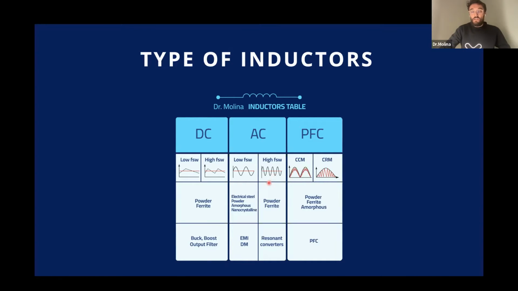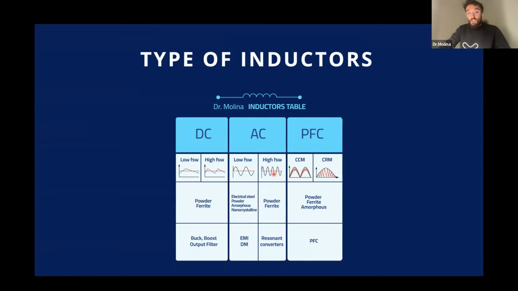Second, we have the inductors that are suffering AC currents. Again, we have low frequency and high frequency. Here the low frequency can be in the lower values of hertz, because mainly this is for applications like EMI, for reducing the noise. Here we are talking about pure AC waveforms, and we can use electrical steel, powder material, amorphous, or nanocrystalline. As I say, the main application is differential mode filters for EMI. Common mode filters I won't consider here. That would be another category because it's kind of a coupled inductor, but mainly differential mode.